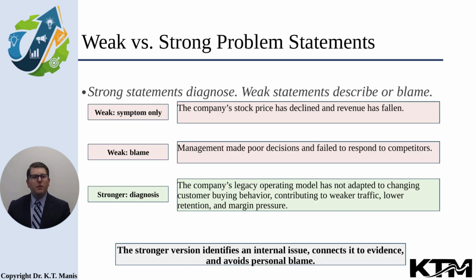That is the goal. Weak problem statements usually make one of two mistakes. They either describe symptoms only or they blame people. Weak example: the company's stock price has declined and revenue has fallen. That may be true, but it does not explain the business problem. Another weak example: management made poor decisions and failed to respond to competitors. That sounds judgmental and unsupported. A stronger version would be: the company's legacy operating model has not adapted to changing customer buying behavior, contributing to weaker traffic, lower retention, and margin pressure. That works better because it identifies a business issue, connects to evidence, and avoids blame. Strong statements diagnose, weak statements describe or blame.